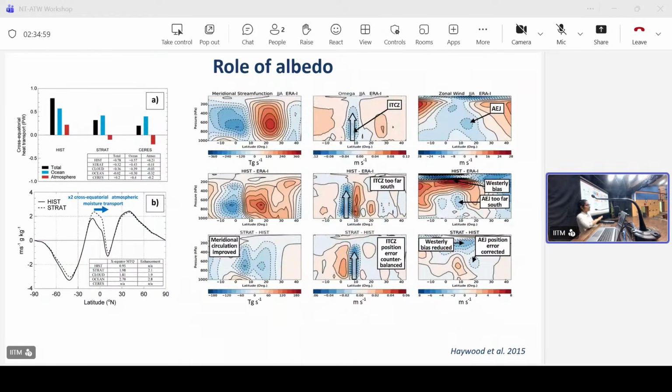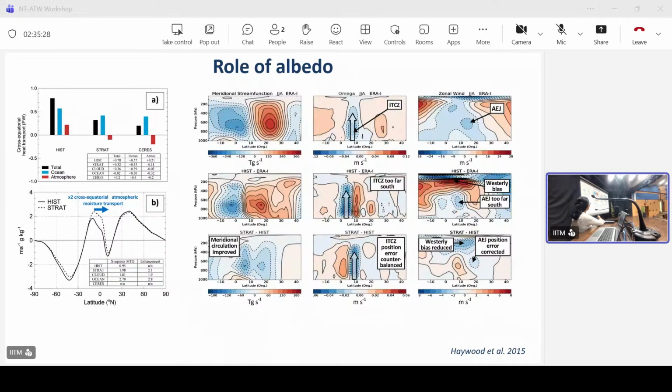Now, this was a very interesting experiment done by Haywood a couple of years back. Since we were talking about the interhemispheric energy gradients, one of the primary contributors to these gradients is albedo. Based on clouds, aerosols, whatever, we can change the albedo. So whenever there is any change in aerosols or clouds, it will be reflected in the reflected solar radiation. That will also have an impact on the position of the ITCZ.